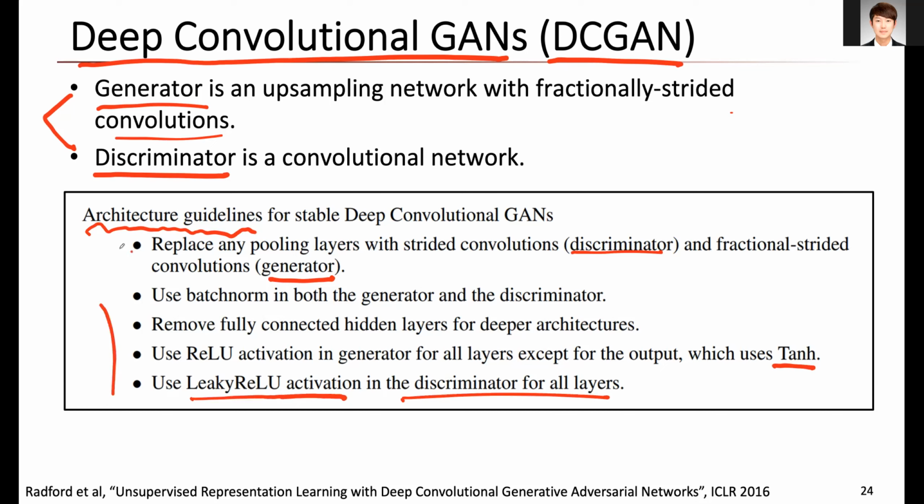There is no specific reason, these design choices were determined empirically, but it is still a contribution, right? Anyway, they found this kind of architecture guideline for stable GAN training. So after that, many people tried to follow these kinds of design choices.